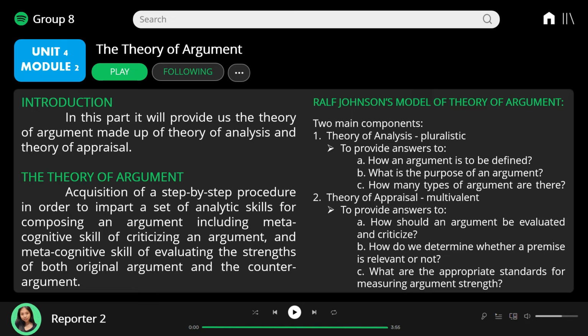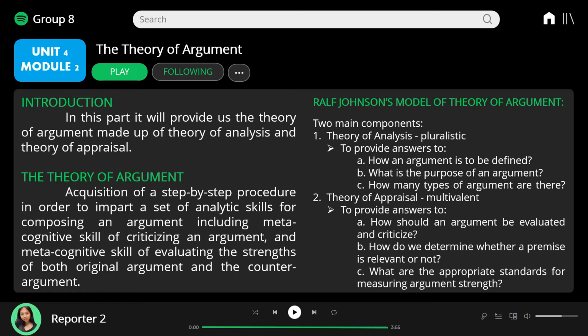Ralph Johnson's model of theory of argument. In order to remain within the mainstream of the language game of informal logicians, Sir Acuna proposed to sketch a theory using Ralph Johnson's model of theory of argument. So, theory of argument must have two components, including theory of appraisal and theory of analysis. Theory of analysis, which is pluralistic, meaning ang pluralistic has more than one ultimate principle. Its task is to provide answer to how an argument is to be defined, what is the purpose of the argument, and how many types of argument are there.